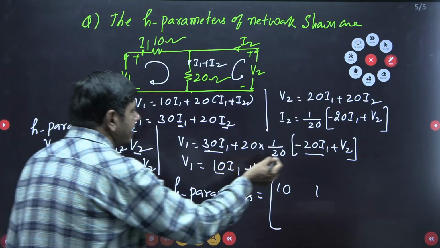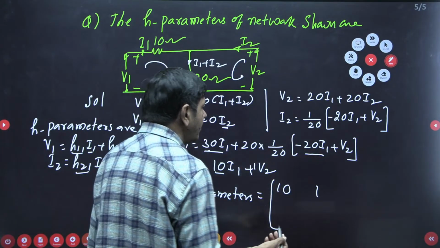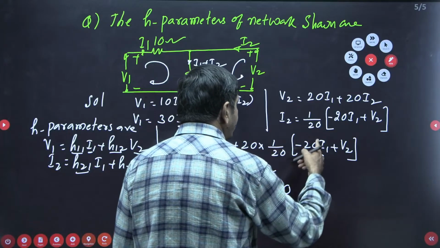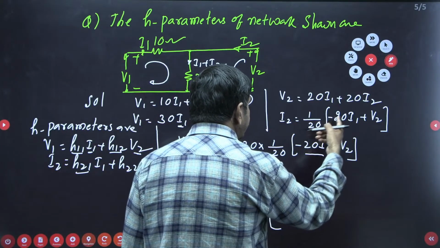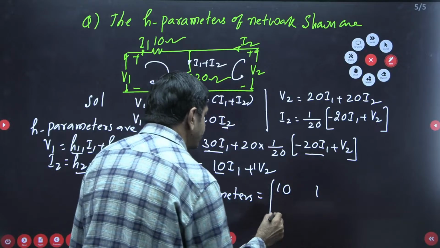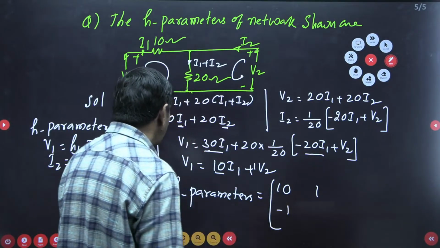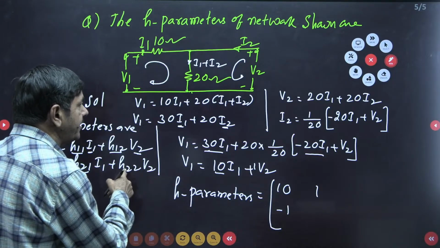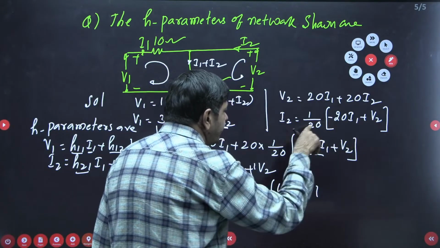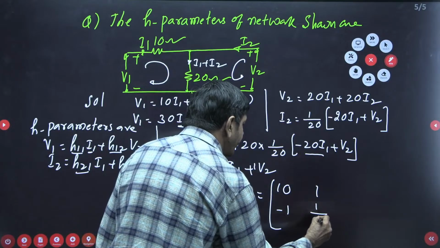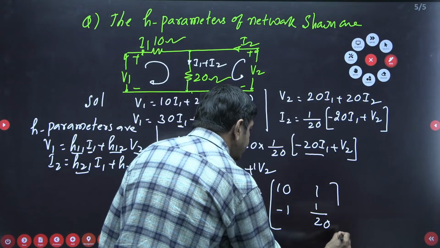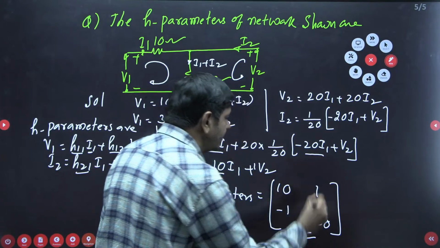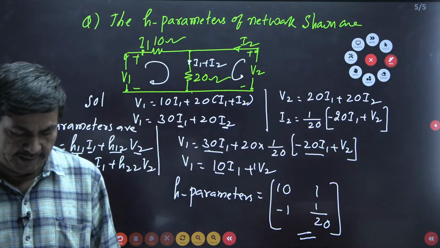H21 is nothing but the coefficient of I1, 20 by 20, cancel, so you will get minus 1. What about H22? H22 is nothing but the coefficient of V2, 1 by 20, you can get here. So like that, this problem is to be tackled to get all H parameters.